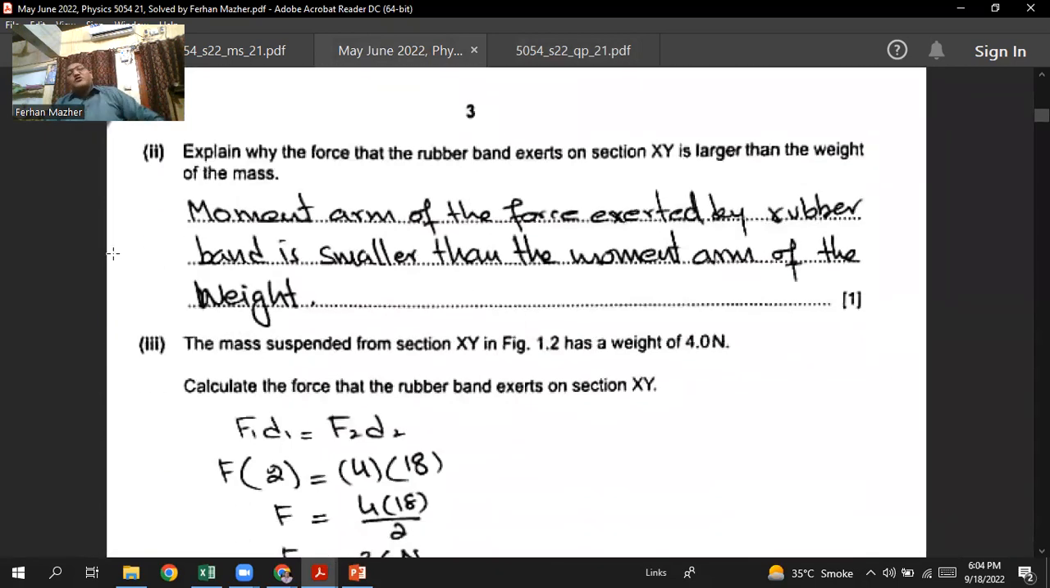Moment arm of the force exerted by the rubber band is smaller than the moment arm of the weight. So that's why the force exerted by the rubber band has to be larger. Okay, so that was my answer.